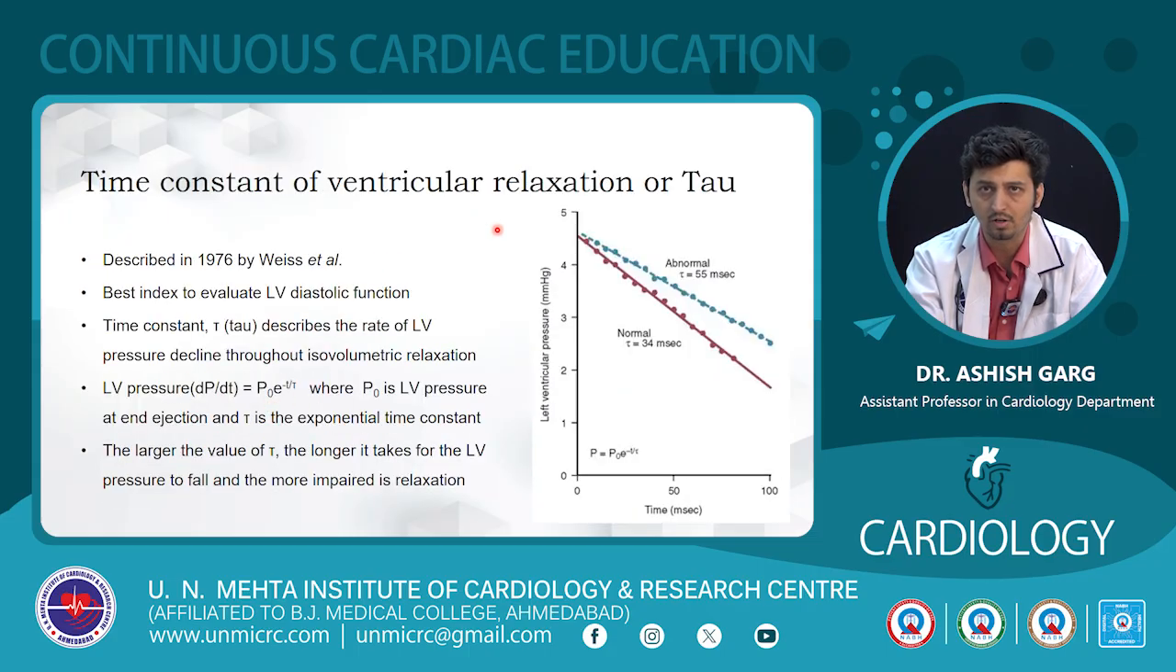The time constant of ventricular relaxation, or tau: the normal tau is around 34 milliseconds. It is measured invasively, and it describes the rate of LV pressure decline throughout isovolumetric relaxation. As we can see in this graph, the normal tau is around 34 milliseconds, and if there is diastolic dysfunction, the tau increases, which means that it takes longer for the LV pressure to fall and there is more impaired relaxation.